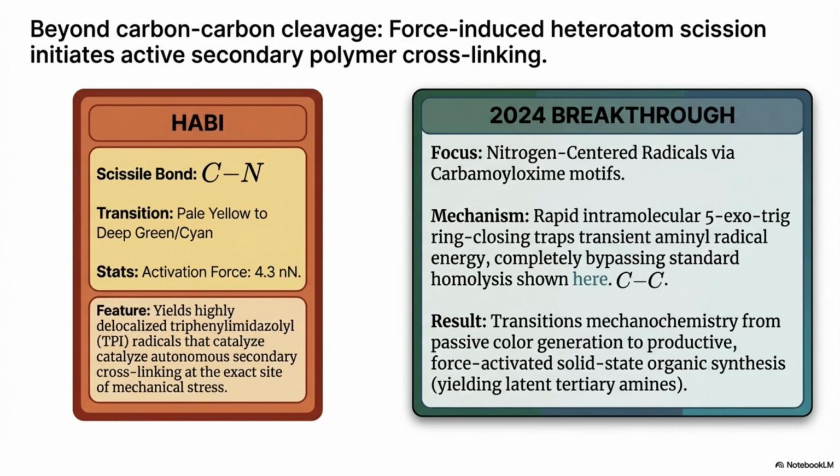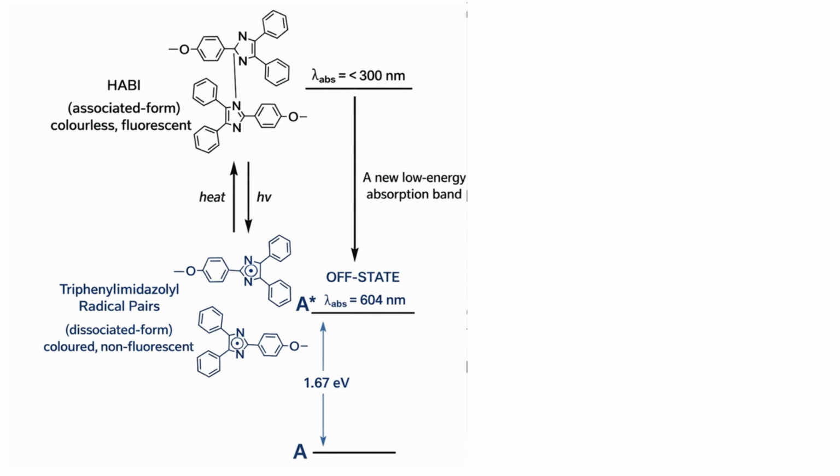HABL involves a CN-cis bond, and a 2024 breakthrough demonstrated productive, force-activated solid-state organic synthesis. The HABI system shows the transition between the associated, colorless, fluorescent form and the dissociated, colored, non-fluorescent radical pairs, with the off state having an absorption maximum at 604 nanometers.